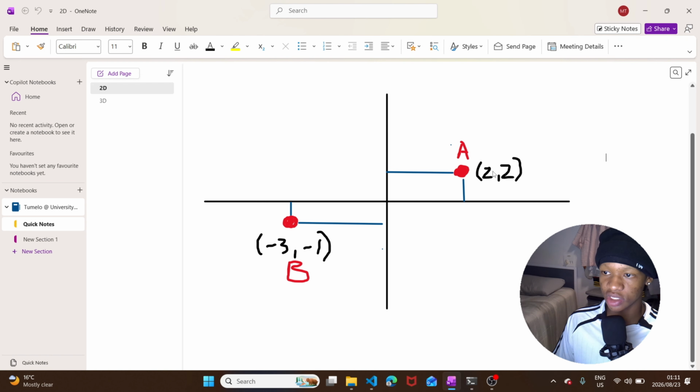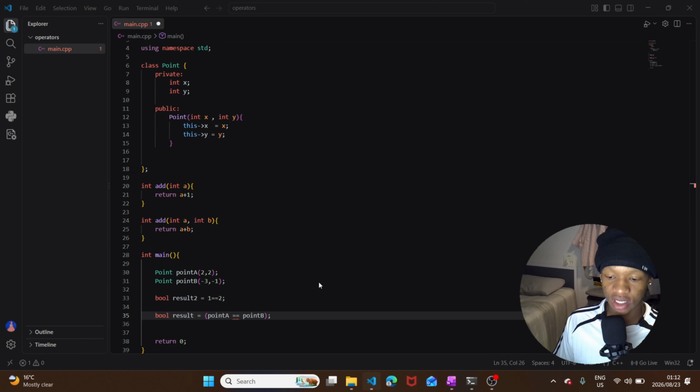What we want to do is essentially compare this x value with this x value, right? And then also compare this y value with this y value. And if they are the same, meaning if this is the same as this and also this is the same as this, then they're located at the same spot, right? That's what we want to do.